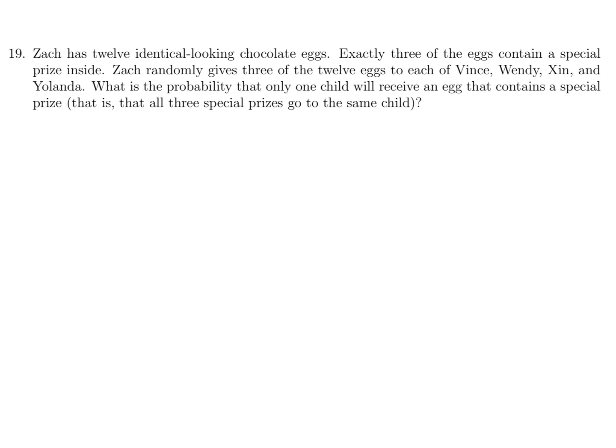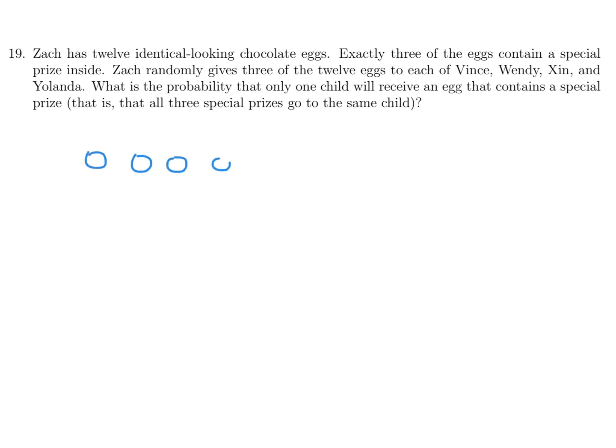Zach has 12 identical looking chocolate eggs. Exactly 3 of the eggs contain a special prize inside. Zach randomly gives 3 of the 12 eggs to each of Vince, Wendy, Xin and Yolanda. What is the probability that only one child will receive an egg that contains a special prize? That is, that all 3 special prizes go to the same child.